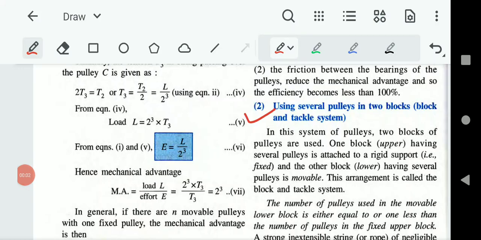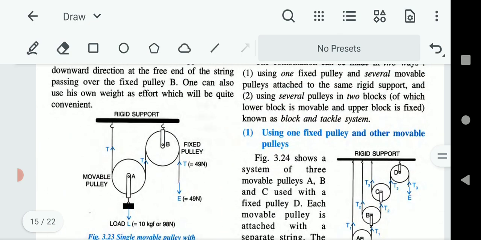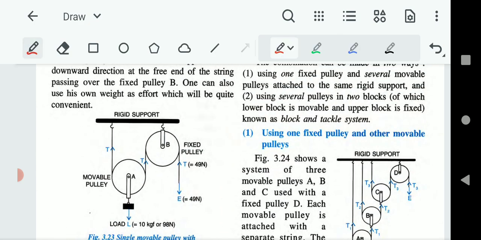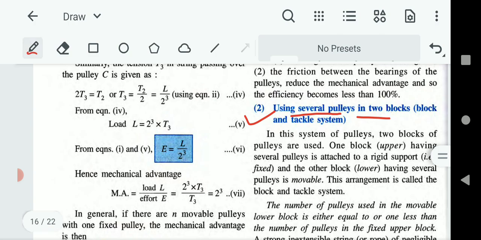Our today's topic is using several pulleys in two blocks. In our previous video, we discussed the part using one fixed pulley and other movable pulleys. This part we have already discussed in our previous video, and in this video we are going to discuss the second part, and this part will be the last part of this chapter, that is the third chapter of machine. Okay, so let's start.